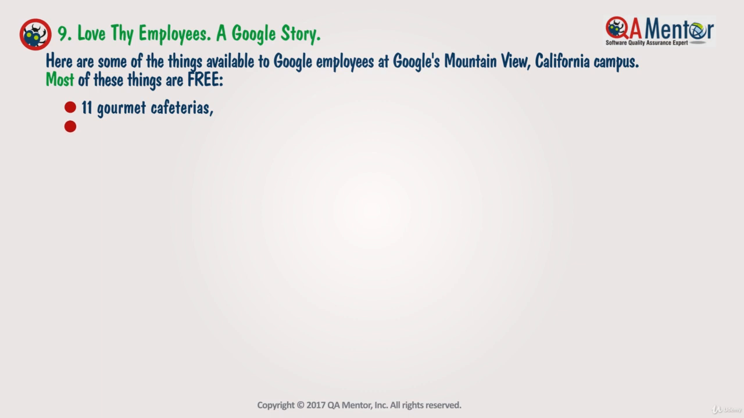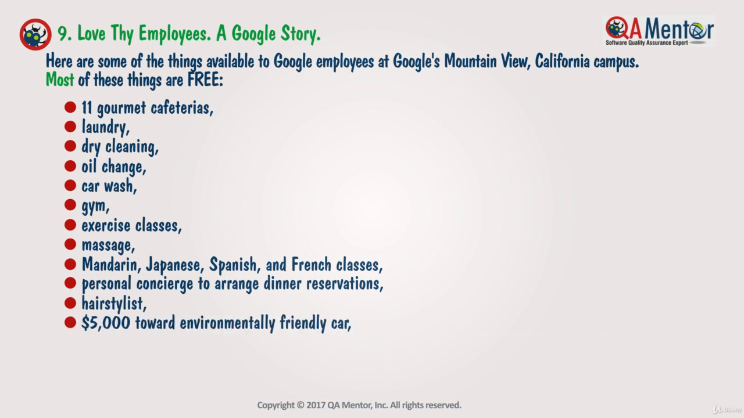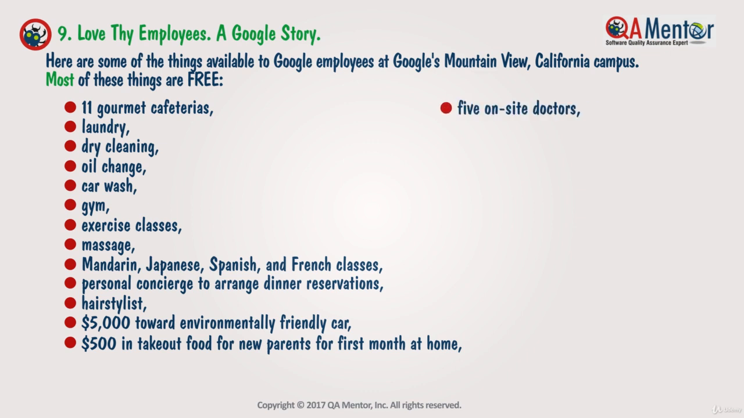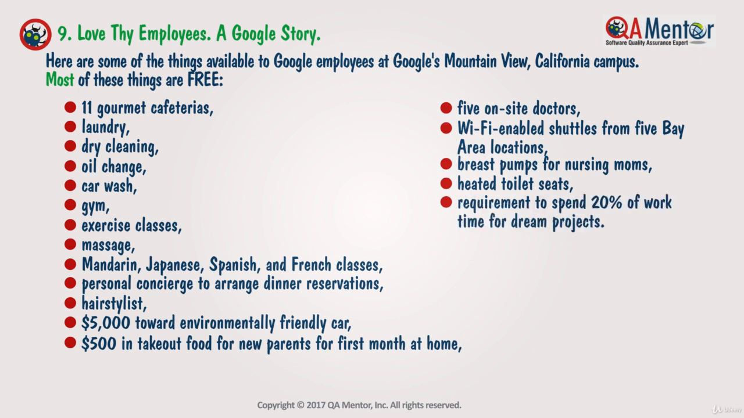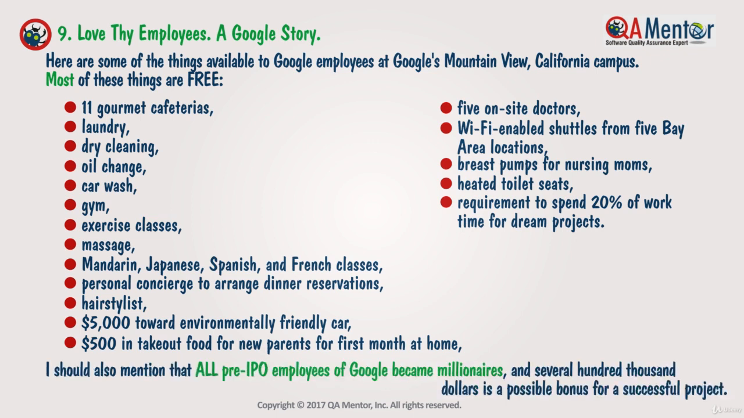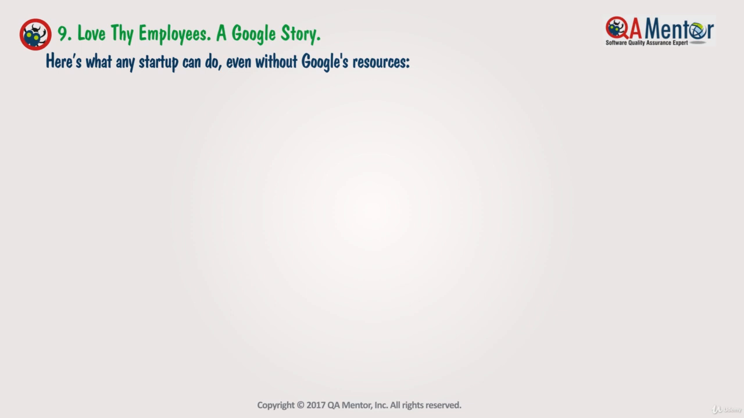11 gourmet cafeterias. Laundry, dry cleaning, oil changes, car wash, gym, exercise classes, massage, Mandarin, Japanese, Spanish, and French classes, personal concierge to arrange dinner reservations, a hairstylist, $5,000 towards environmentally friendly cars, $500 in takeout food for new parents for the first month at home, 5 on-site doctors, Wi-Fi enabled shuttles from 5 Bay Area locations, breast pumps for nursing moms, heated toilet seats, and the requirement to spend 20% of the work time for dream projects. I should also mention that all pre-IPO employees of Google became millionaires, and several $100,000 is a possible bonus for a successful project. Here's what any startup can do even without Google's resources.